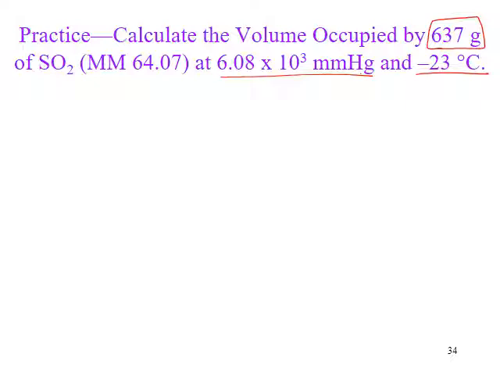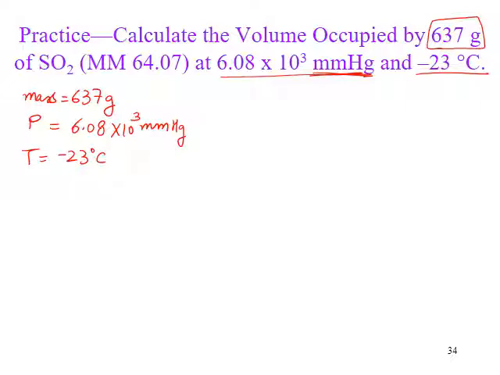So let's write what's given to us in the question. The question is giving me the mass of the gas. It is telling me I have 637 grams of gas. Grams is mass. Then it's giving me millimeters of Hg, which means this is pressure, 6.08 times 10 raised to power 3 millimeters of Hg. Then temperature is given to us, minus 23 degrees Celsius, and the question is asking what is the volume of the gas.